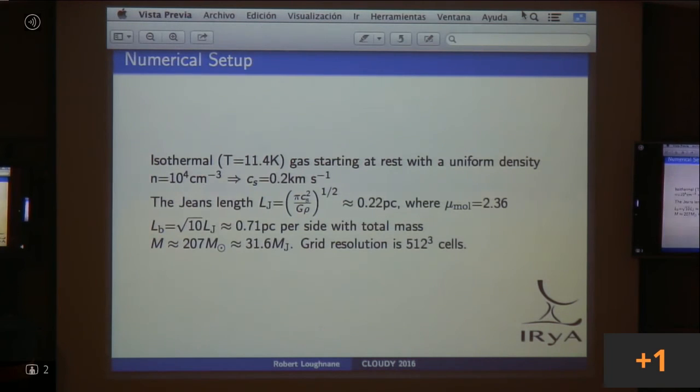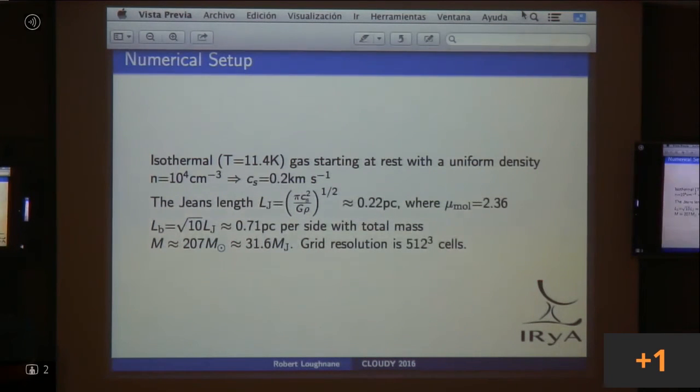Using this density and temperature, the Jeans length is 0.22 parsecs, where our assumed mean molecular weight is 2.36. The boundary length of the box is 0.71 parsecs per side. This results in an overall mass of 207 solar masses, which is about 31.6 Jeans masses. The original grid resolution is 512 cubed cells.